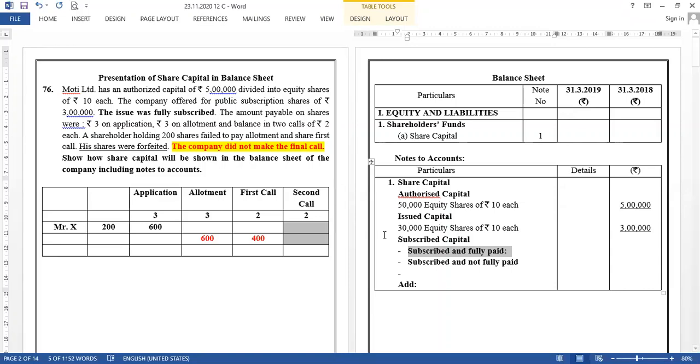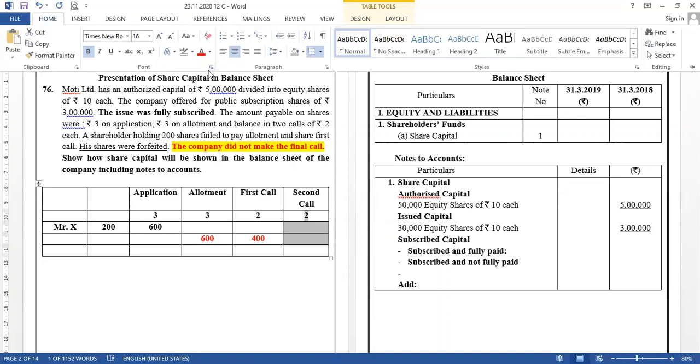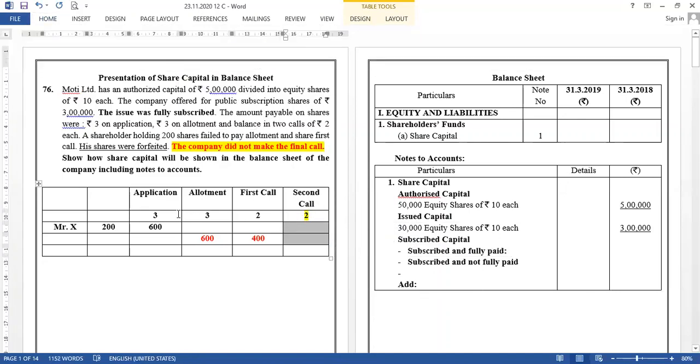Company did not, इसीलिए मैंने इसको highlight करके रखा हुआ है. Company did not make the final call. Final call 2 rupees call ही नहीं कर रहा है. अगर call नहीं कर रहा है तो that means it is not fully called. तो call is just rupees 8. अगर 8 called है तो fully paid up होने का तो सवाल ही नहीं होता. भले paid या not paid की तो बात ही नहीं है. So no amount over here for subscribed and fully paid.